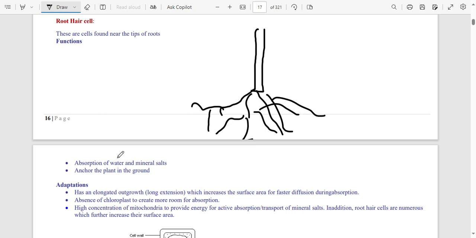So, what is the function of the root hair? To absorb water and nutrients. Okay, good. Yes, minerals. The other function is to anchor the plant in the ground, because these ones will go in the ground like that so that the plant cannot fall.